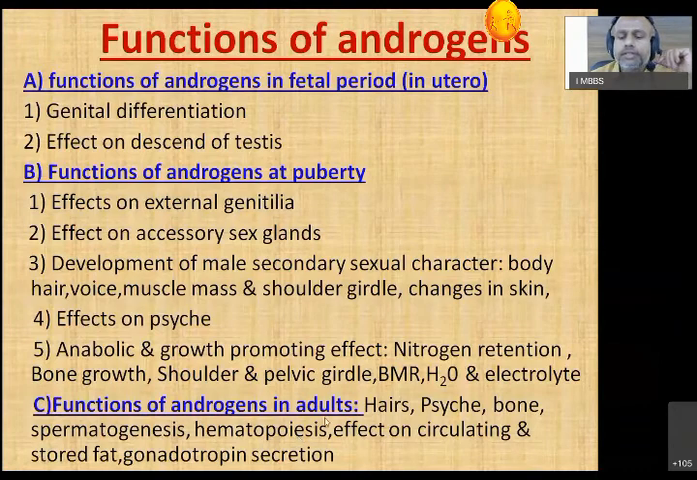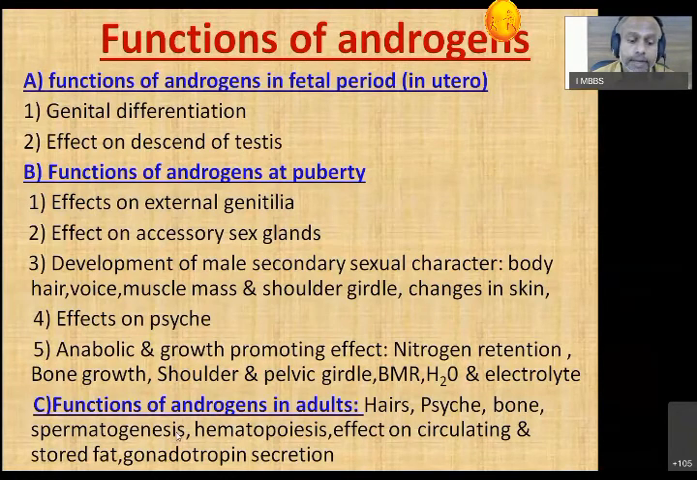Functions of androgens in adults: hair. With increasing age, there is increasing hair loss. In old age, literally no hair is present on the scalp because of the testosterone effect in the end of life. Psychology, male psychology is maintained. Bone strength and bone thickness are maintained by sufficient testosterone levels in adult life.